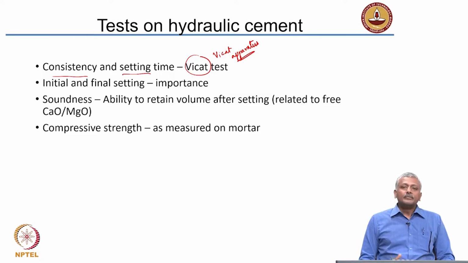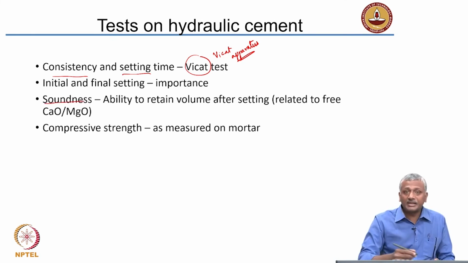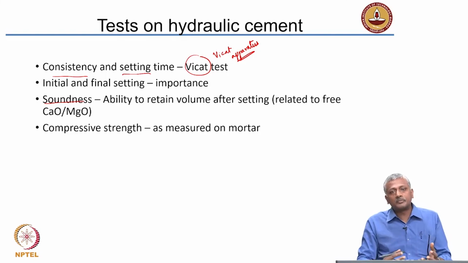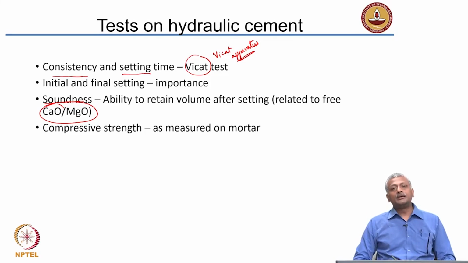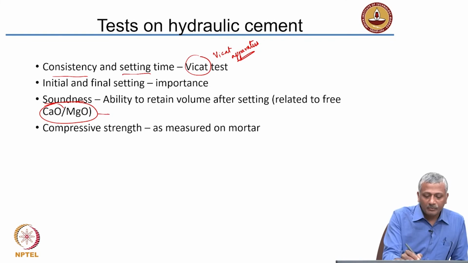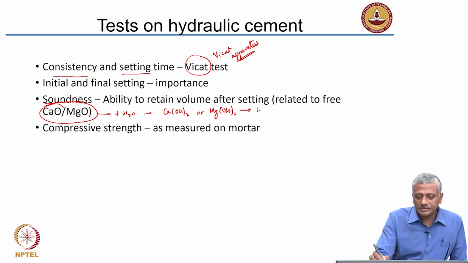Okay. The other important characteristic that you want to test on your cement is the soundness. Now, sometimes because of the nature of the raw materials and the nature of the process which manufactures the cement, you may have free calcium oxide or magnesium oxide present inside your cement. When this reacts with water, it can lead to the formation of calcium hydroxide or magnesium hydroxide, and that may lead to an increase in volume.